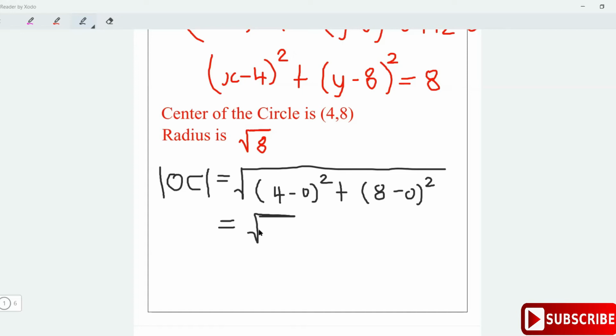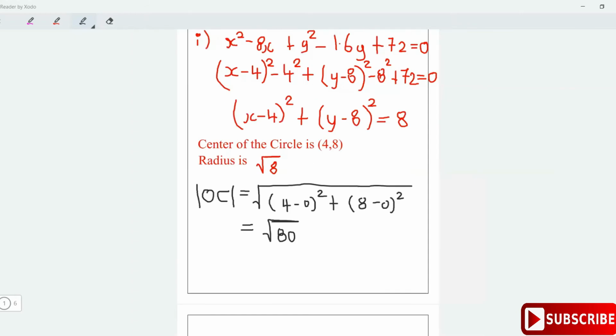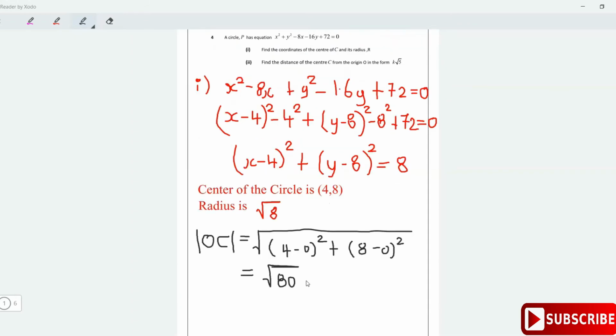That's the square root of 80. This is the square root of 80, but they didn't want it in this form. They said find it in this form. We need to write it in the form k root 5.